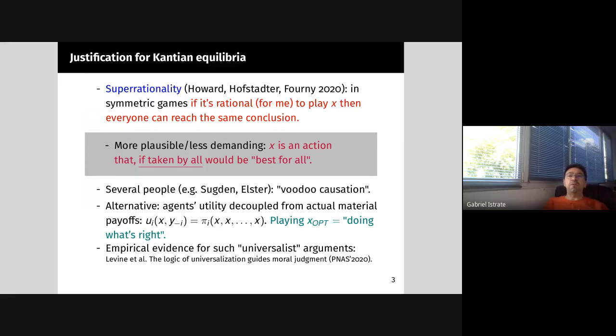A less demanding justification would be the following: X is an action that, if played by all players, would be in some sense best for all. Several people have talked about synchronizing on an action in terms of so-called voodoo causation, among them Sugden and Elster, but there is a way to frame this idea that is quite intuitive. In that sense, agents have a utility which is decoupled from the actual payoffs they receive. In other words, they don't really care about what the other people are doing. They care about what they are doing if everyone else was doing the same thing. So in a certain sense, playing the Kantian equilibrium is doing what's right. People use this type of universal argument quite frequently, and there is recent empirical evidence for this fact.